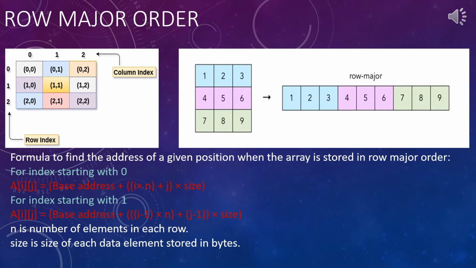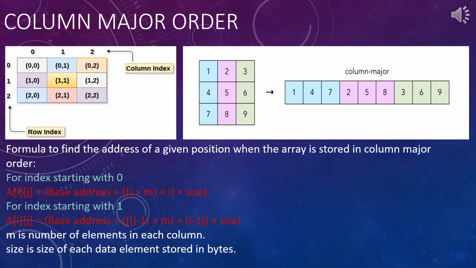And the same formula just gets a little modified when the index starts with 1, that is base address plus (i minus 1) into n plus (j minus 1) into size, where n is the number of elements in each row as usual. Now the next order is column major order.